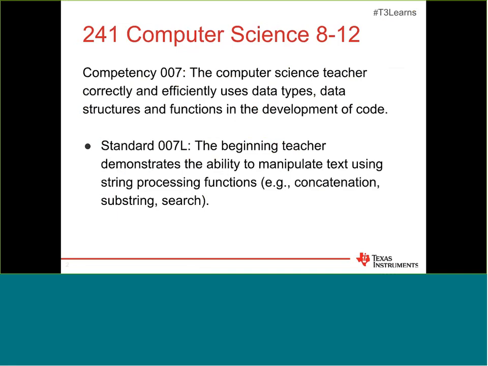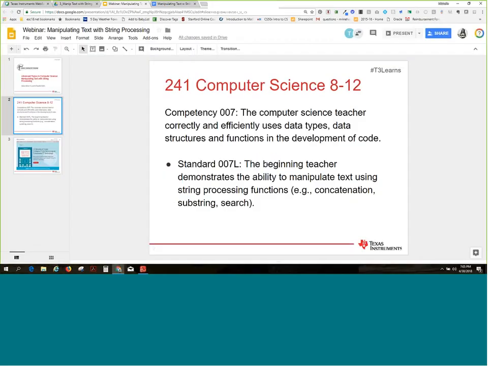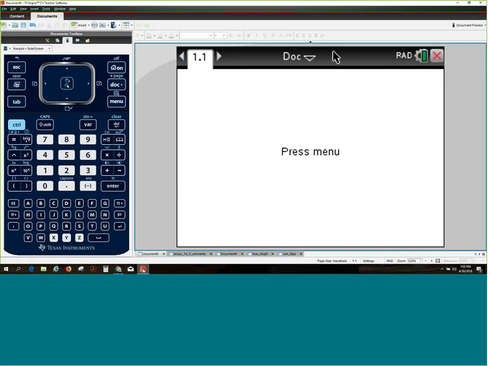And so again, we're looking at ideas related to data types, data structures and functions in the development of code, but specifically we're looking at demonstrating the ability to manipulate text using string processing functions, including concatenation, substring, and search, and there's lots of little ideas from other standards that will pop up in this work as well. So we just start with that to kind of frame our thinking for our time here together. So with that, let's just jump over and get right into coding.